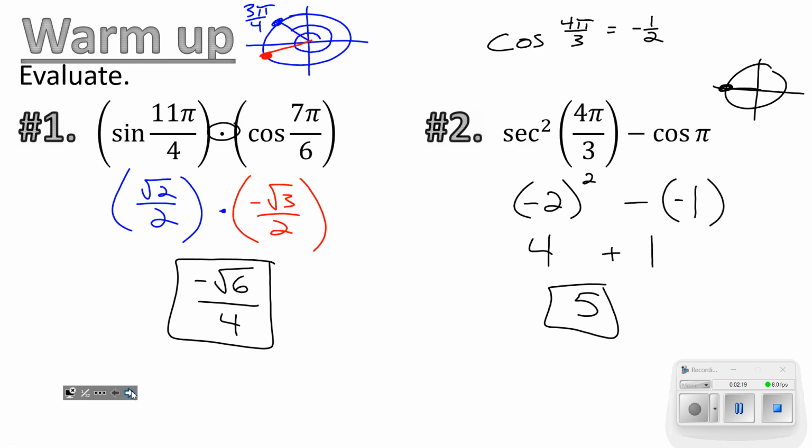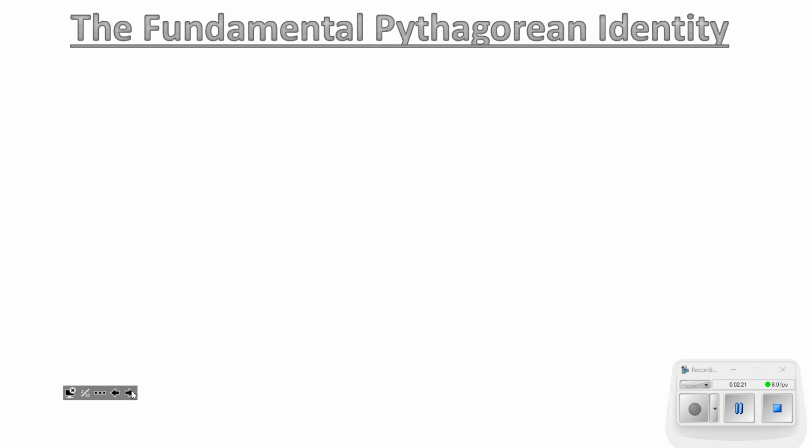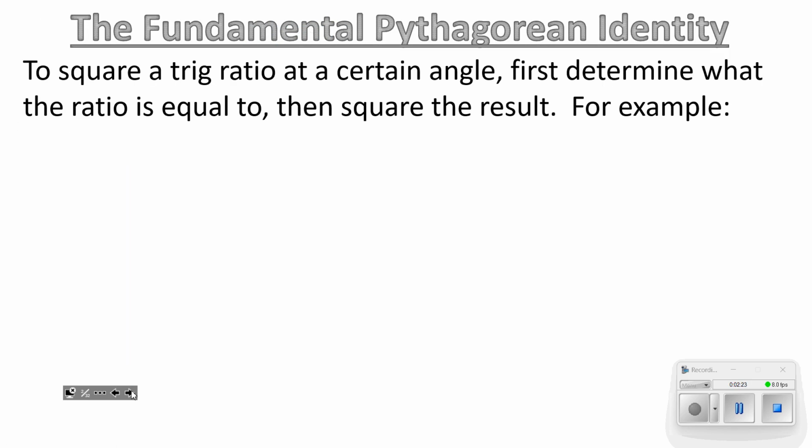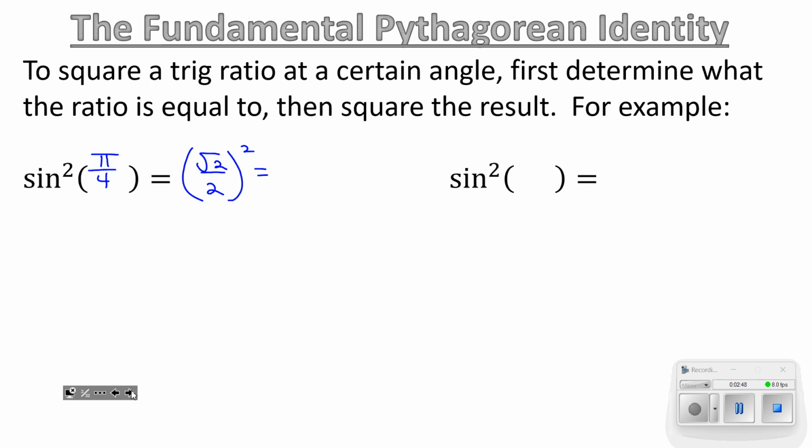All right, let's keep it going with kind of a little bridge off of that. Similarly to our evaluating problems, we can square our trig functions, we can add them, we can subtract them. So in this case, what we're going to talk about is squaring a trig ratio and then adding it to another trig ratio squared. So you can pick any angle here. We'll start off with pi over 4. So if I want to square sine of pi over 4, I would be squaring the square root of 2 over 2, which would get me 2 over 4, which is 1/2.